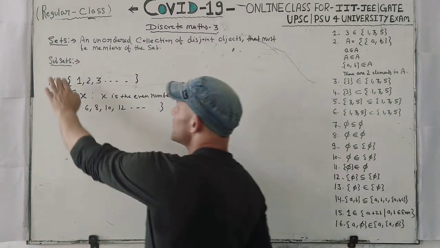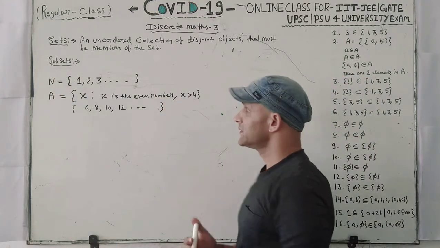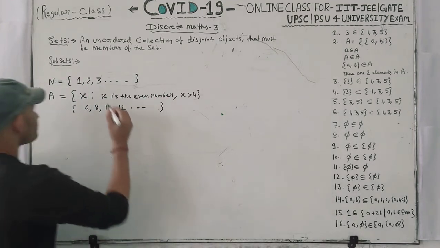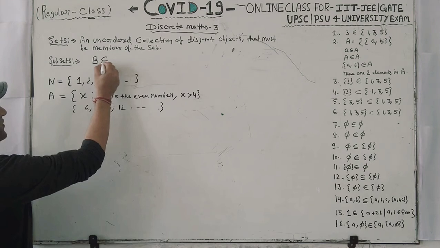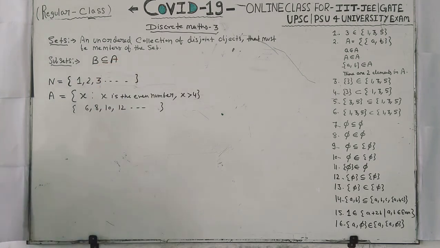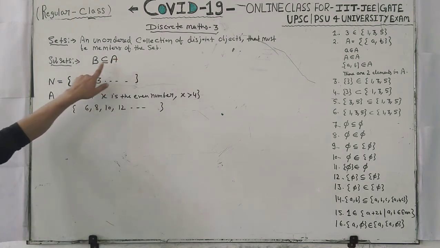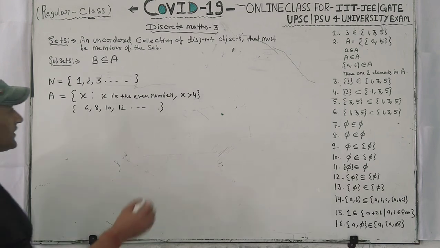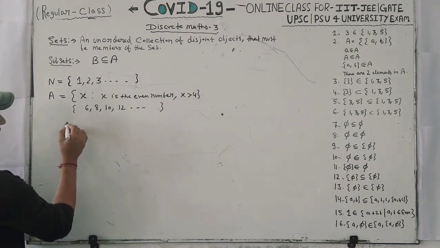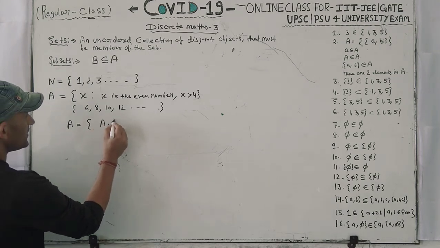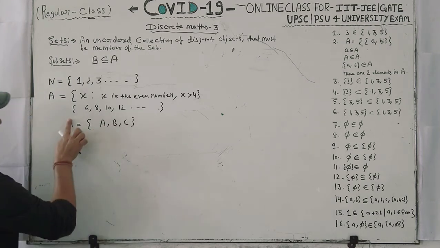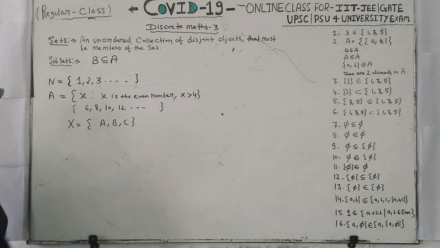Now the second topic: what is a subset? Suppose there is another set B. B is a subset of A. It implies that B contains either all the elements of A or some elements of A. For example, suppose X is equal to {A, B, C}.